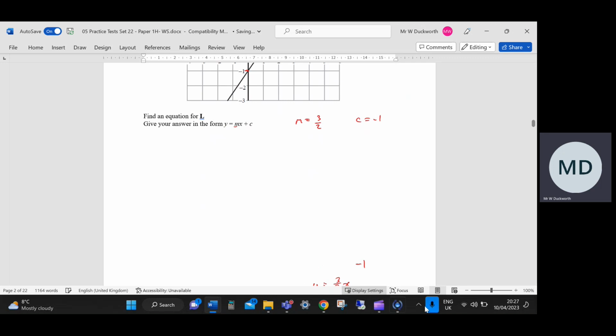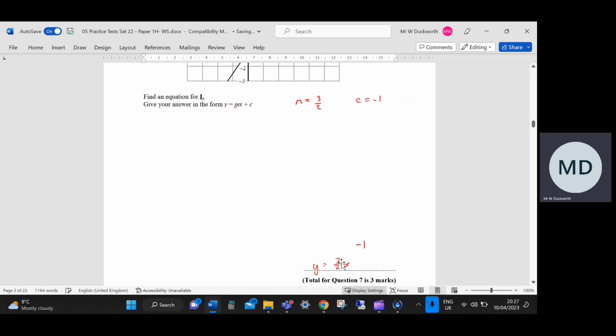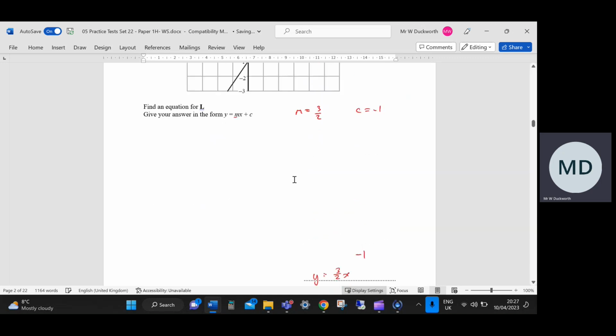And obviously, we could have other versions of 3/2. We could have had 1.5. That would be fine as well. And that's it for that page.